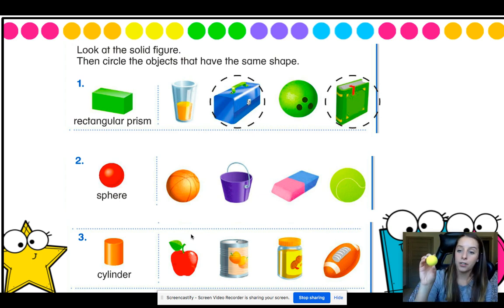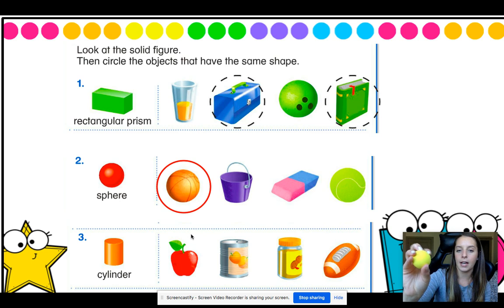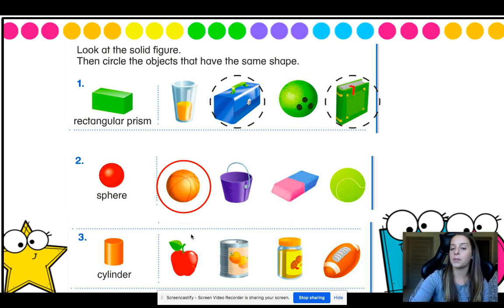Let's go into our second example. We have our sphere, which again, the sphere is round on all sides. So let's go through the pictures that we see there. The first one is a basketball. Does a basketball look like a sphere? Yes, it does. How about a pail? A pail, does that have that same shape as our rounded sphere on all sides to look like a ball? I don't think so.